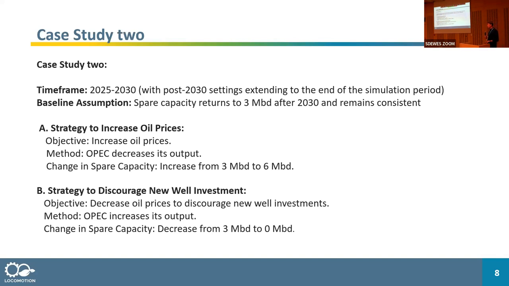So the OPEC countries decide to increase their spare capacity from 3 million barrels per day to 6 million barrels per day. That is capacity they withhold from the market. In the second study, we wanted to decrease the oil prices, to maybe discourage investment in extraction infrastructure, and we did that by taking the spare capacity down from 3 million barrels per day to 0 million barrels per day.